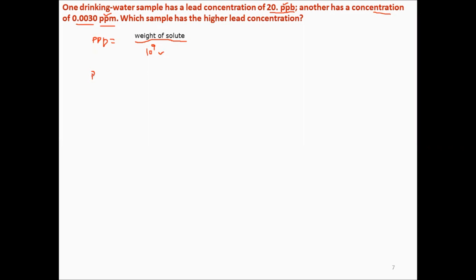Similarly, ppm, parts per million, is again the same. It is equal to weight of solute in gram divided by weight of solution, and million is 10 raised to the power 6 gram. It is not 10 raised to the power 9. The weight of solution is 10 raised to the power 6.